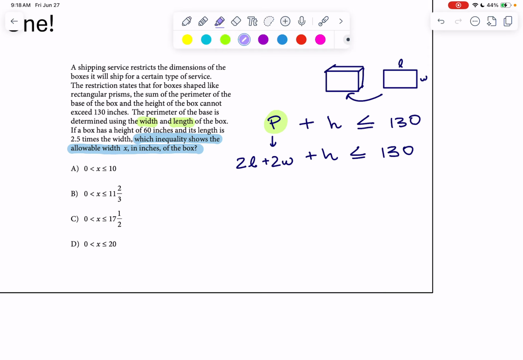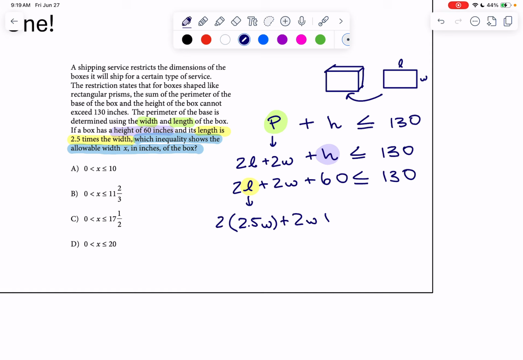Then it says the height of the box is 60 inches. So take a look, the height of the box, that's right here. I think I'll go ahead and replace that with 60 inches. Why? Because they told me to. And then the next thing they told me was that the length is 2.5 times the width. This length right here, the length that I made up and put in there, is 2.5 times the width, multiplied, right? So let me just put that in for my L. I'll copy out the rest of it here too.